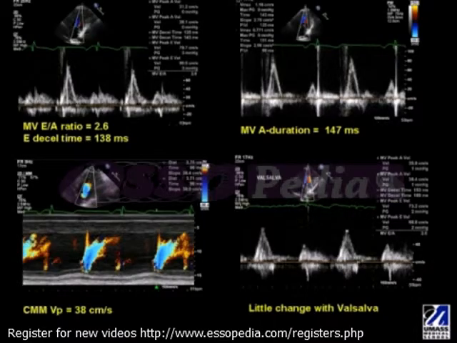As you can see, to the top left, we have a mitral E to A ratio of 2.6. We see the deceleration time is rapid at 138 milliseconds. And we see that the A wave is very low and truncated. We then look to the right as we reposition the sample volume to measure the A duration. Our A duration in this example is 140 milliseconds. To the bottom left, the color M mode velocity propagation equals 38 centimeters per second. And you see down below here, there's little change with Valsalva maneuver in this patient.